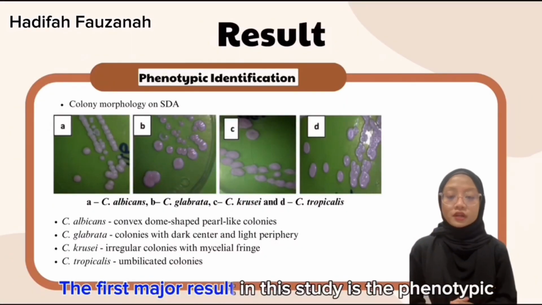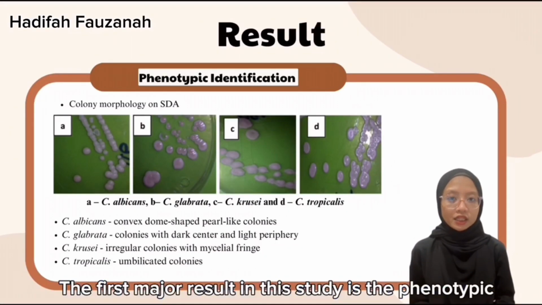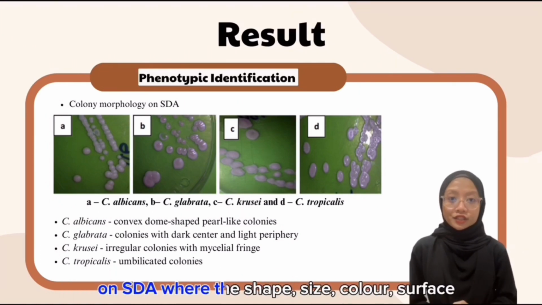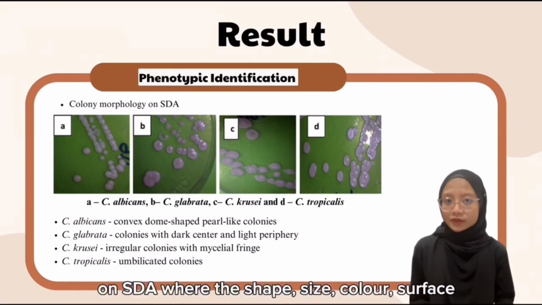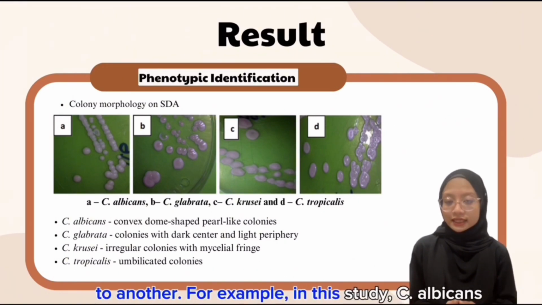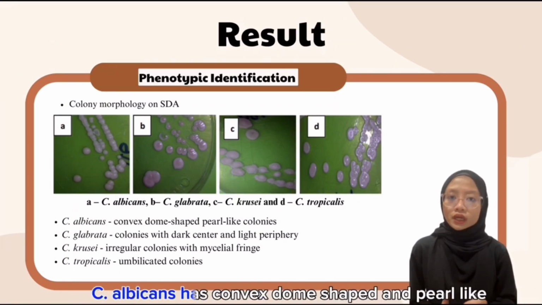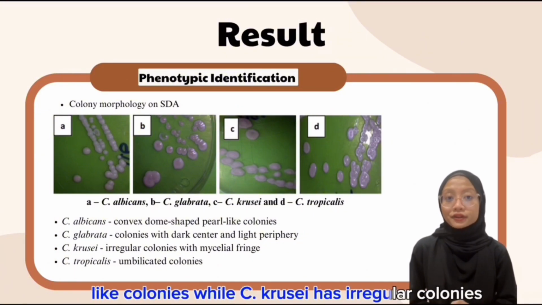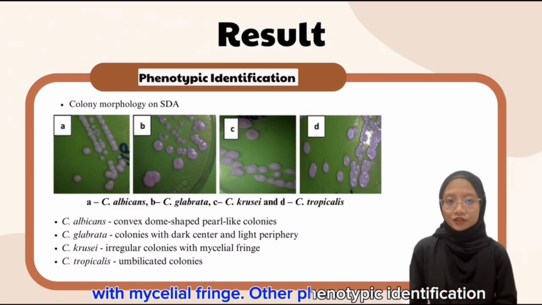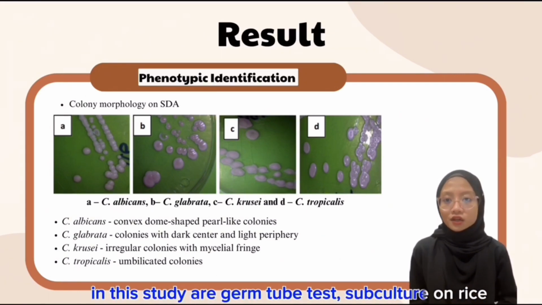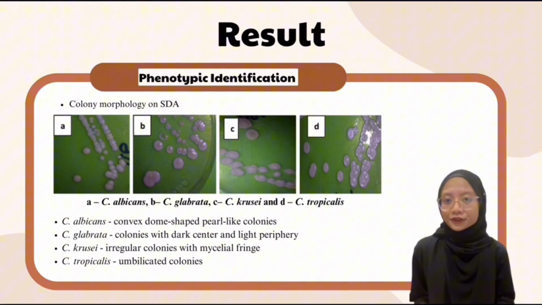The first major result in this study is the phenotypic identification. One of them is the colony morphology on SDA, where the shape, size, color, surface appearance and texture differ from one species to another. For example, in this study, Candida albicans has convex dome shape and pearl-like colonies, while Candida krusei has irregular colonies with mycelial fringe. Other phenotypic identification in this study are germ tube test, subculture on rice Tween 80 agar, and few more.